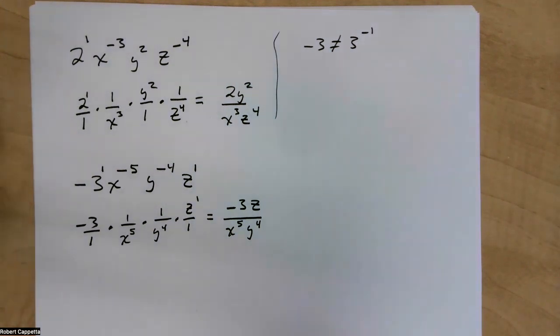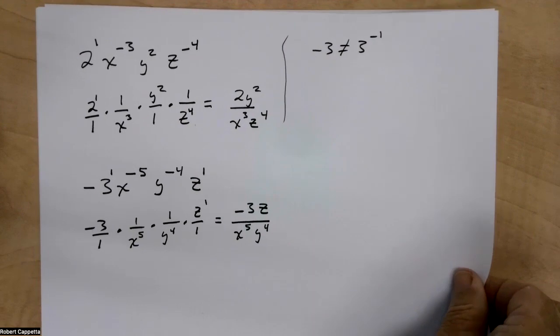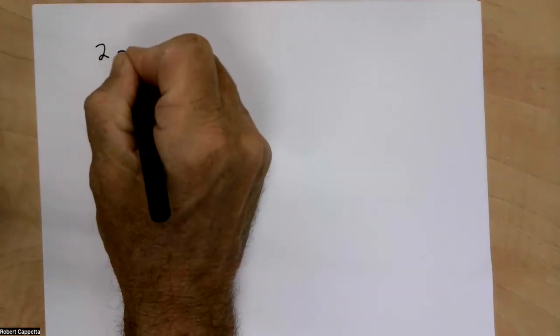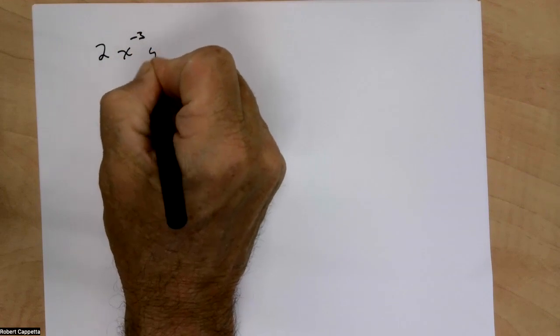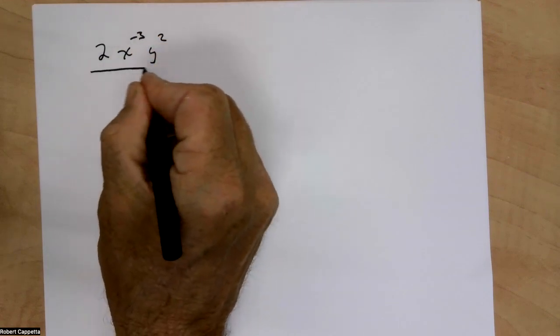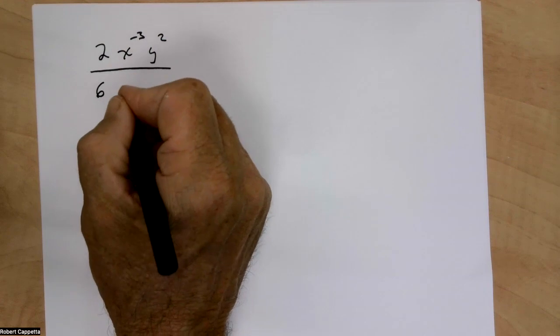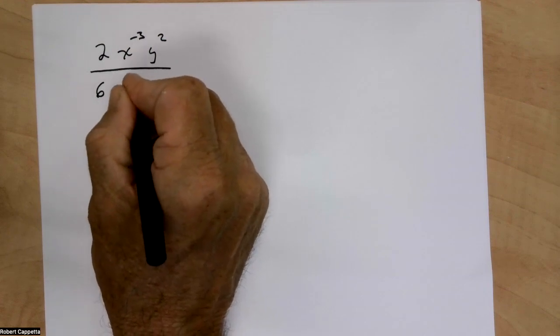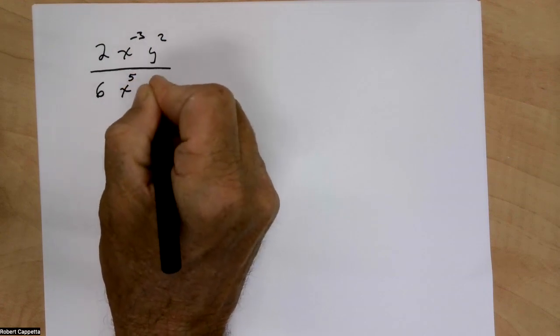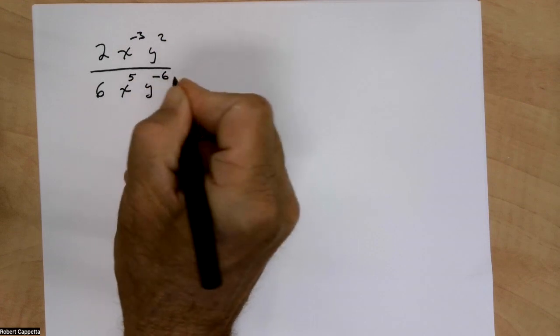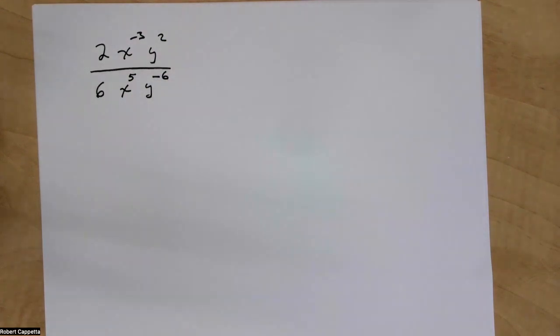Now, what happens if we put negative exponents in a fraction? How is that going to behave? So let's say, for example, we have 2x to the negative 3 y squared over 6x to the 5th y to the negative 6. There's a couple ways we can do this.